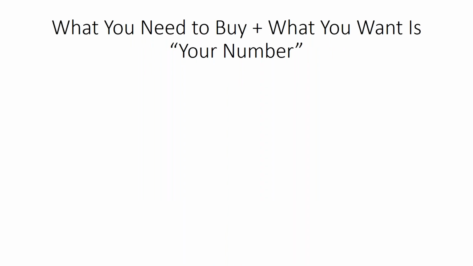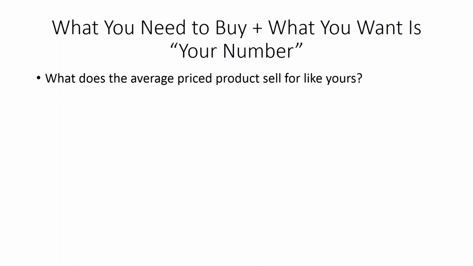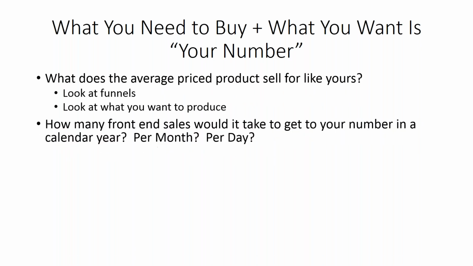What you need to buy plus what you want is your number. Determine what the average price is for a product like yours. Determine how many front end sales it's going to take you to get your number. How many sales per month will it take you at your average price to get what you want? Once you determine your number, factor in how many sales every single day it is going to take for you to get that number. How many sales per month is it going to take for that number?